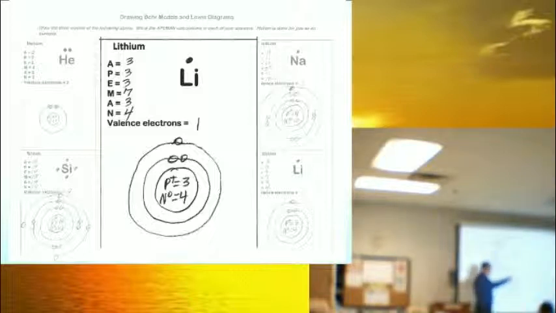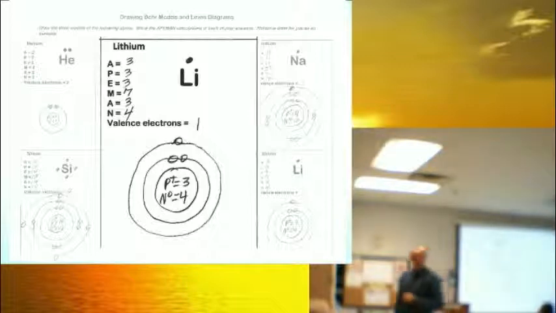Again, what is this valence electron? What does it allow the atom to do? Everybody? Bond. It's what allows the atom to have reactivity.